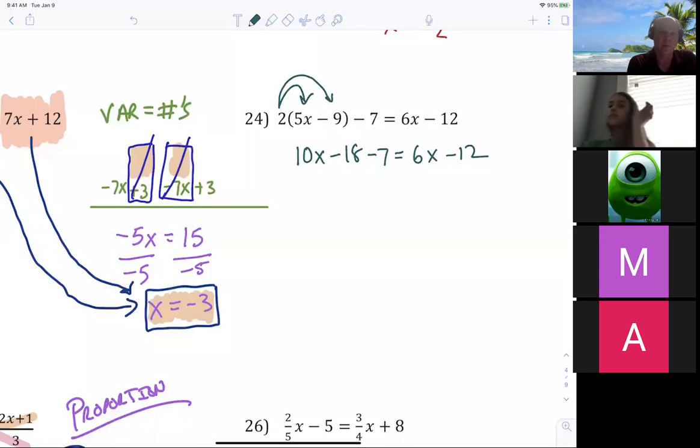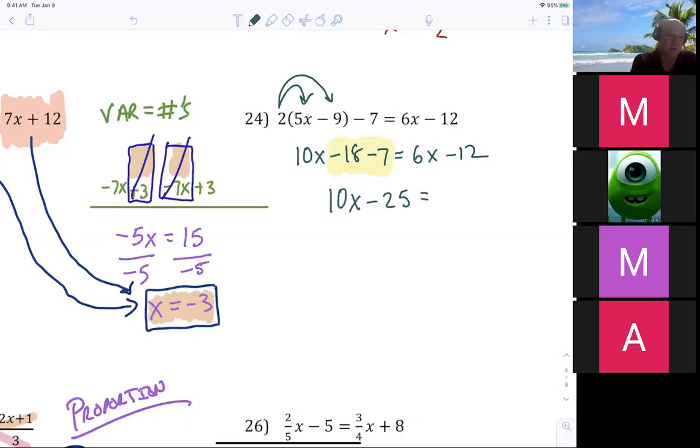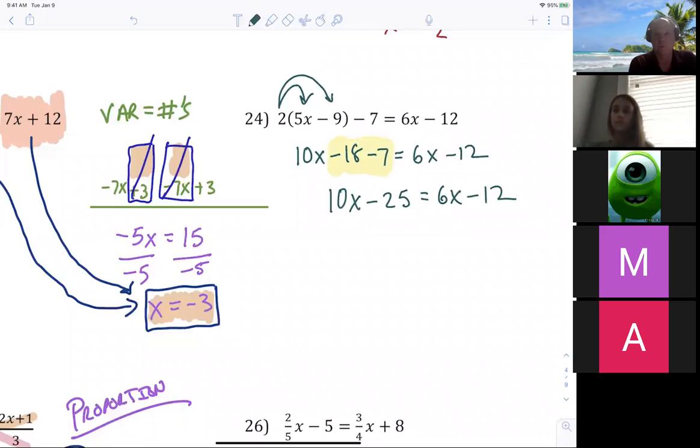Now what I'm going to do is combine terms: negative 7 and negative 18. So I have now 10x minus 25, because I'm combining terms, equals 6x minus 12. All right, is everybody happy with that? Anybody have any questions on that step? If you got that far, you're in really good shape.